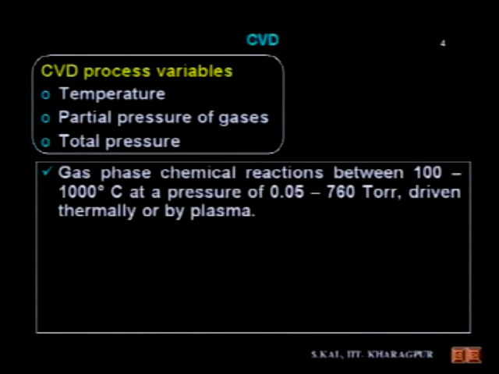Okay. Now, the gas phase chemical reactions take place between 100 to 1000 degree centigrade at a pressure of 0.05 to 760 torr, driven thermally or by plasma. That means the reaction may be driven by high temperature, that is thermally driven, and CVD reaction may also take place not by thermal drive but by using plasma. Plasma may be another energy source which can be used for CVD reaction and for deposition of various films. Then that is known as plasma enhanced CVD or PECVD.